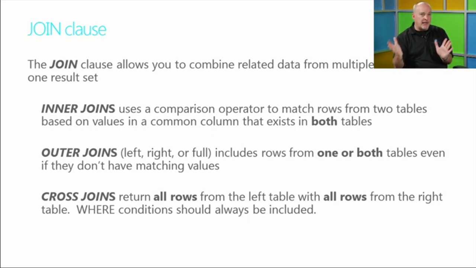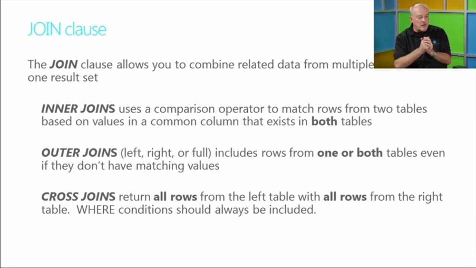Outer joins, if it's a left outer join versus a right versus a full, but if it's a left outer join, it's going to include rows from one or both tables, even if they don't have matching values. So if it's a left outer join, it's going to give me everything in that first table. We'll say it's the product from the products table, and then any match from that second table. So that's what it'll do for that. So if it was a right outer join, it'd be everything from the right table and only the matches from the left table.